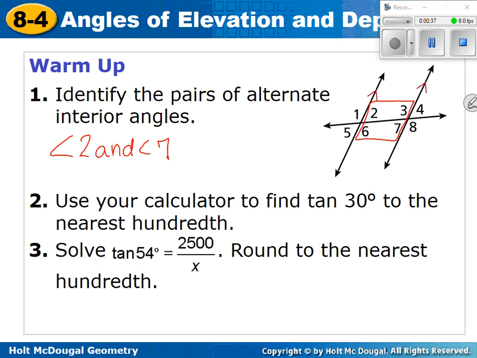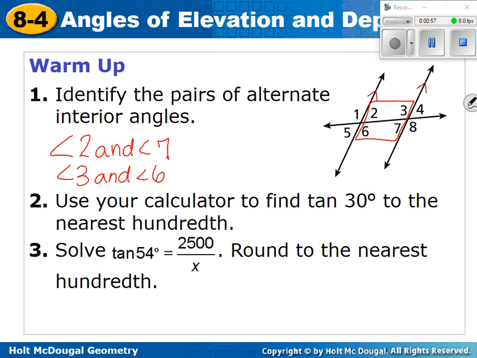What would be another pair? 3 and 6. And those are the only alternate interior angles in the picture. Any questions about that? We're going to be using the idea of alternate interior angles today, so it's important that you understand those. All right, use your calculator to type in tangent 30 to the nearest hundredth.